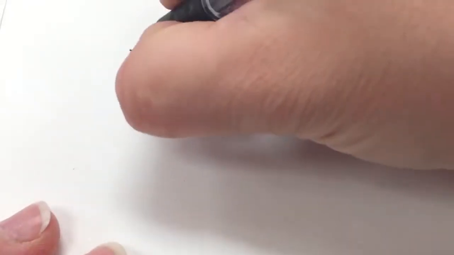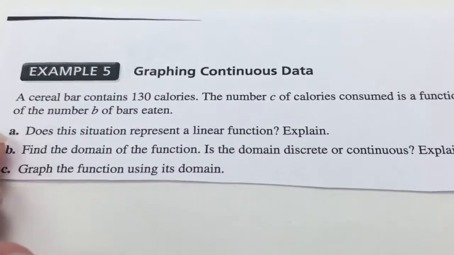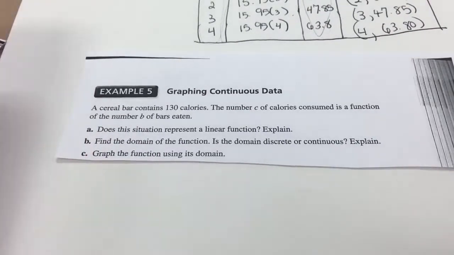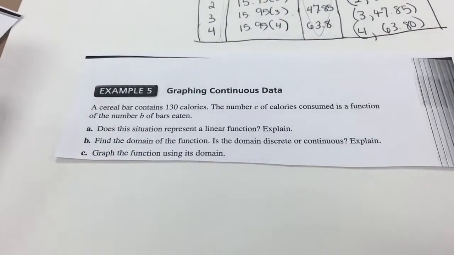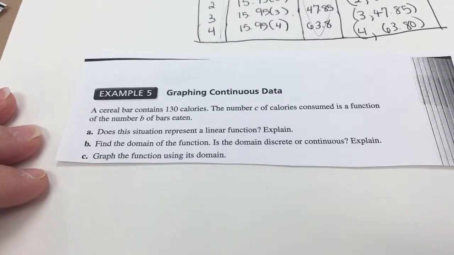Okay, here we are. We're going to look at example 5. Example 5 is talking about a cereal bar that contains 130 calories. The number of calories consumed is a function of the number B of bars eaten. Will this situation represent a linear function?